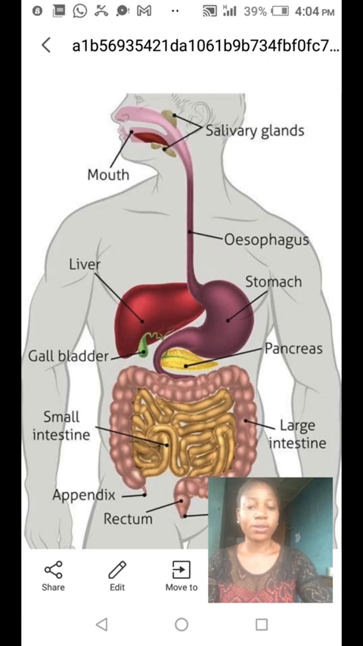Now take note, when you eat food, the food passes through the esophagus to the stomach by a peristaltic movement. What do we mean by peristaltic movement? It is a series of contractions of muscles which enables the food to get to its right destination.